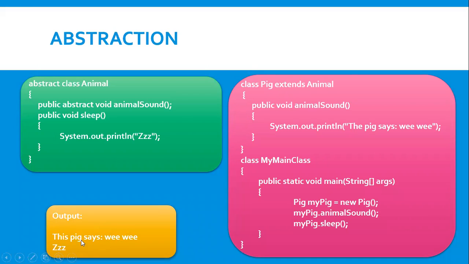Here if you observe, the pig says wee wee. That means we have defined the definition for the animalSound here, and this default sleep sound is here. The message we have given in the sleep method is triple Z, right? So this method is executed as it is in the child class. Why? Because this child class is going to inherit all the properties from the Animal class. If you want, there is scope for changing the definition of this method in your child class. That should be done explicitly. Otherwise, the implicit definition is going to be executed by default.